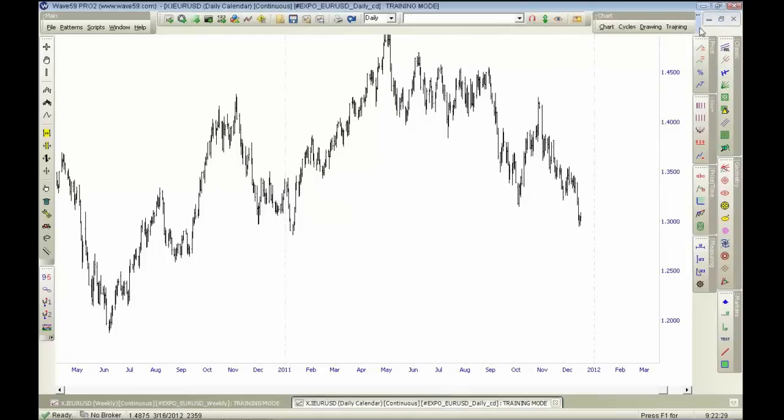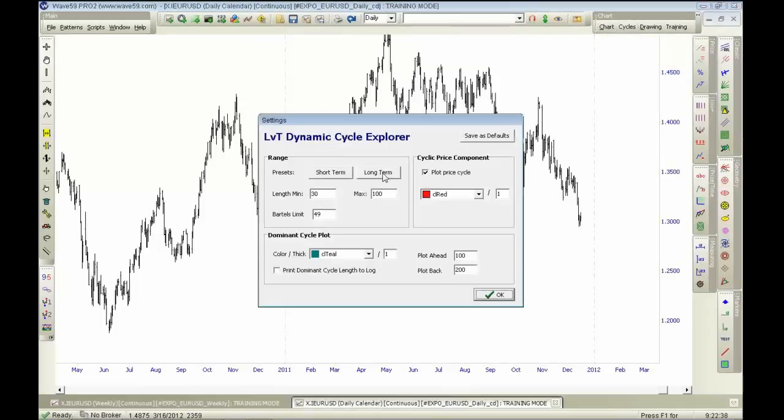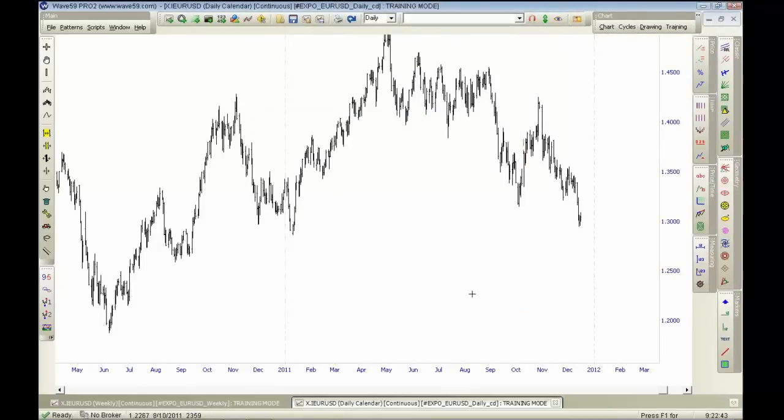I will have the Dynamic Cycle Explorer on the daily chart, where we'll use the January low here as a starting point.